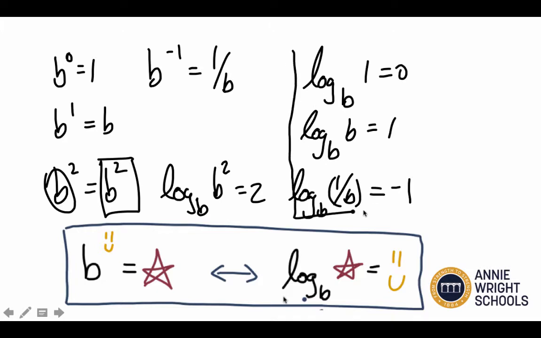These are true for all bases, no matter what. No matter what the base is, log base b of 1 is always 0. Log base b of b is 1. Log base b of 1 over b is negative 1.